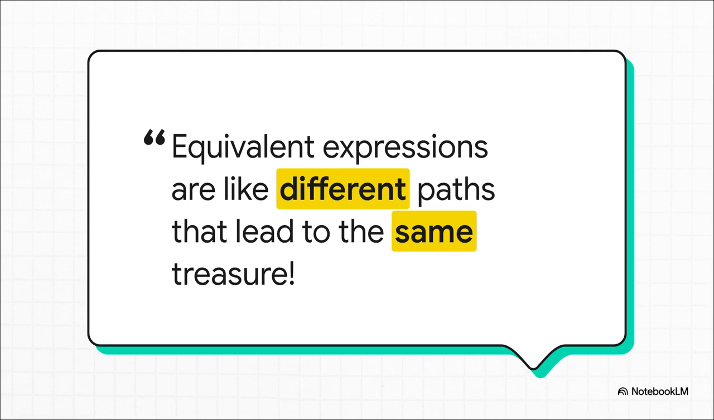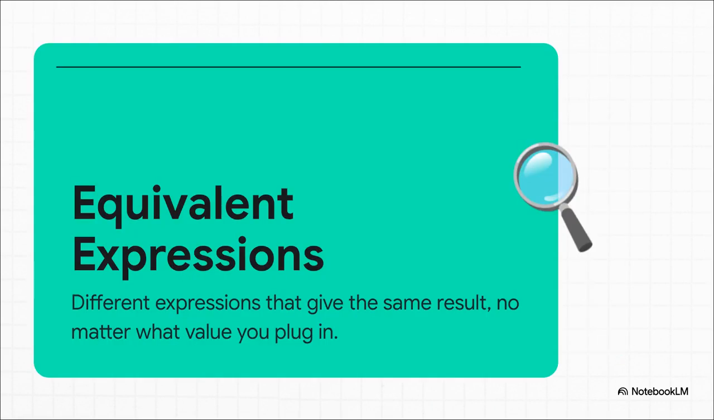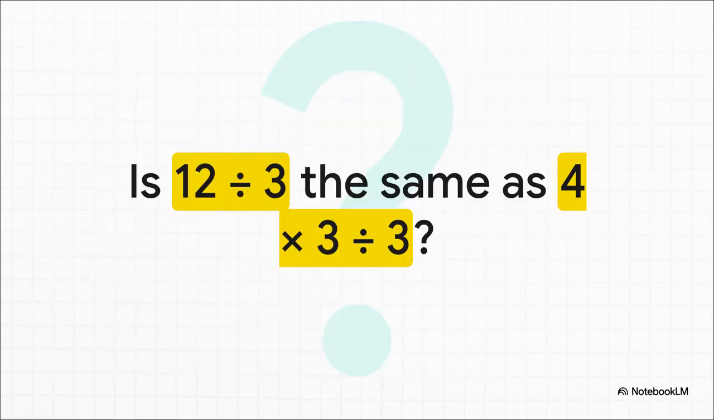marks the treasure. So, in the math world, those different paths have a name: equivalent expressions. Basically, they're just math phrases that look different on the page, but when you actually do the math, they give you the exact same answer. And that's our treasure, right? That single same value.